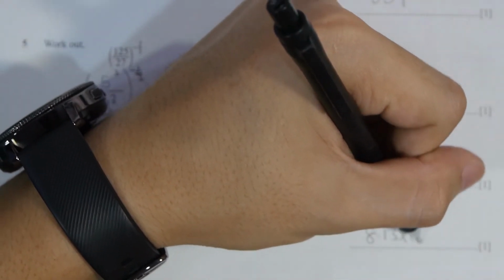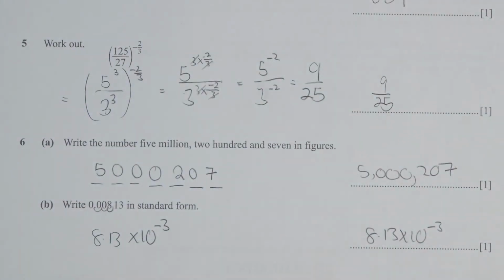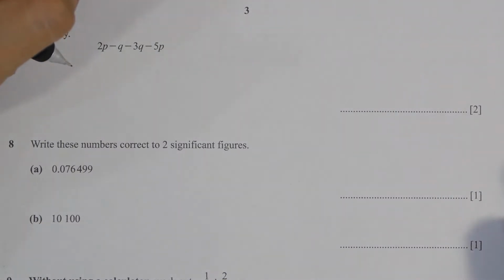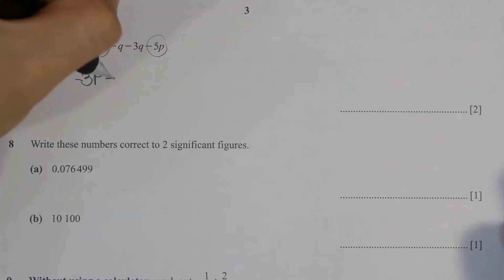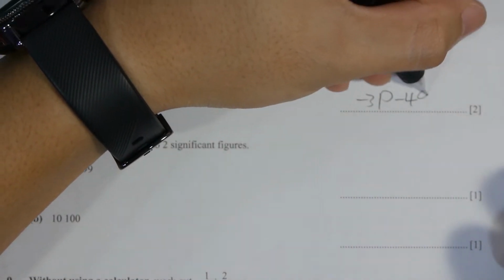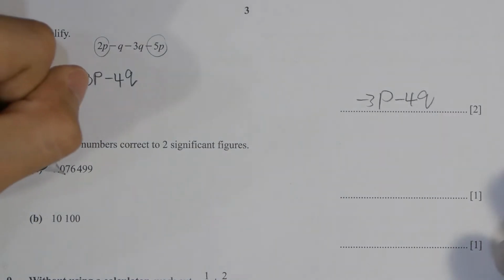Whereby for part B, change this into standard form to 8.13, then multiply by 10 to the power of how many times I shifted it. So I shifted it 3 times to the right, so it will be 10 to the power of negative 3. Question 7, simply combine the variables together. So 2p minus 5p, and negative q minus 3q. So the results will be negative 3p and negative 4q.